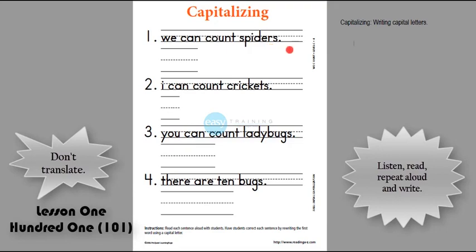Let's do it. We can count spiders. We can count spiders. Sentence 2. I can count crickets. I can count crickets. Sentence 3. You can count ladybugs. And sentence 4. There are 10 bugs.